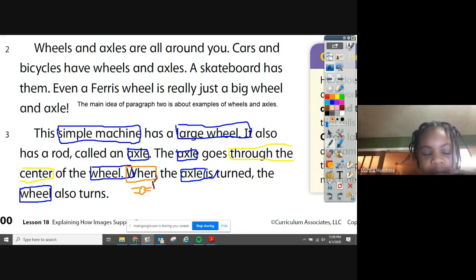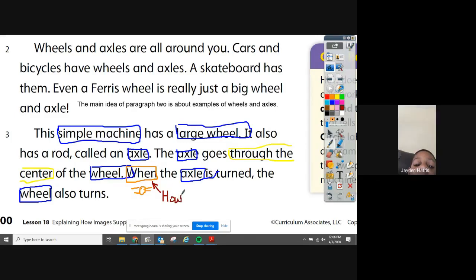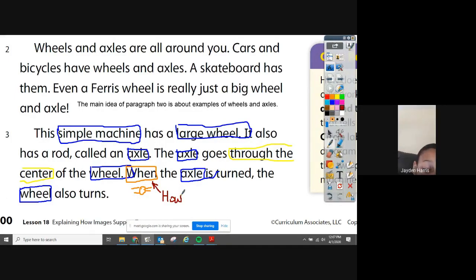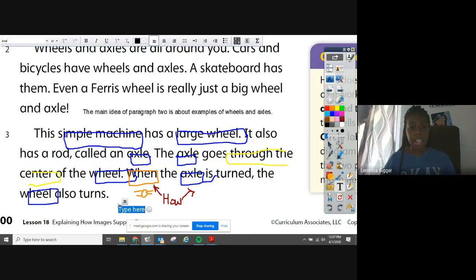So this sentence here is also telling me how what works? How wheels and axles work. Right. That whole sentence tells me how a wheel and axle works. Very good. So now let's talk about the main idea of this paragraph. What is the main idea of paragraph 3? What do we learn about the most?